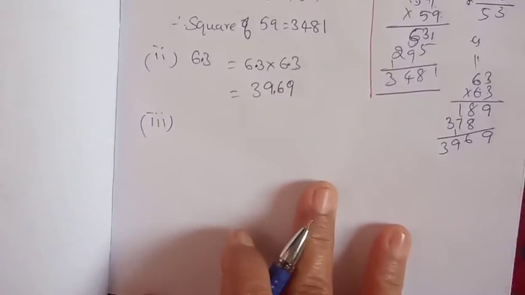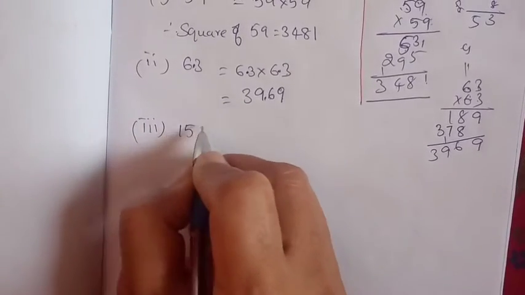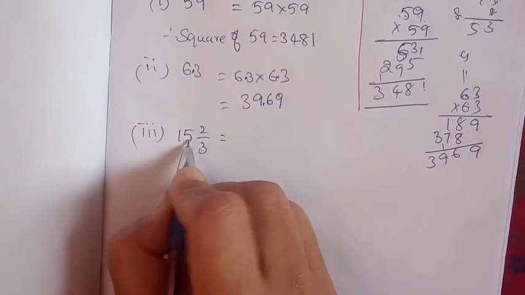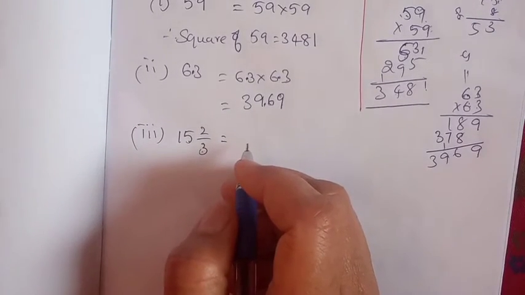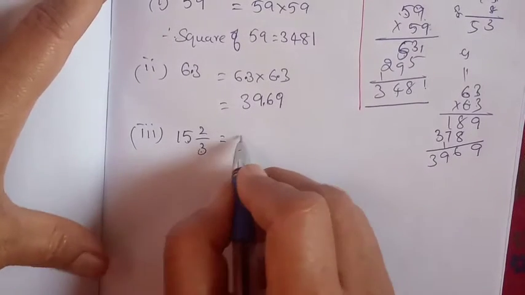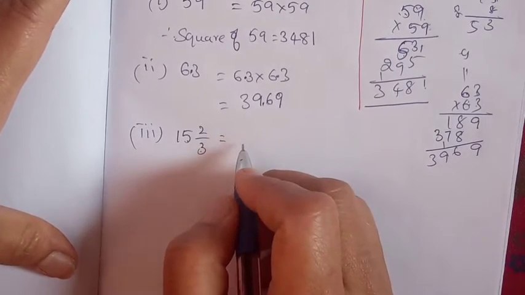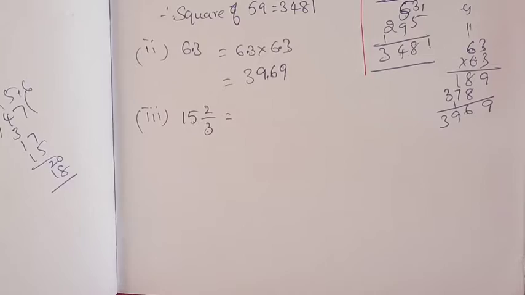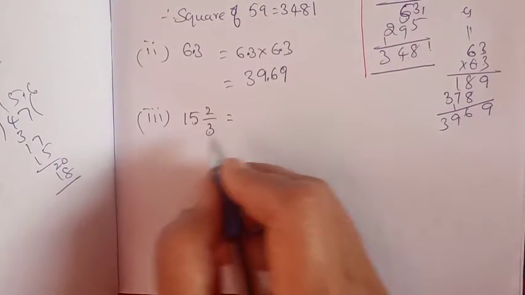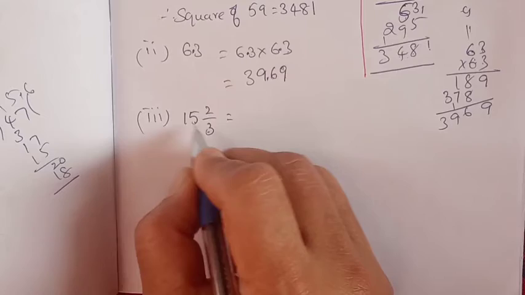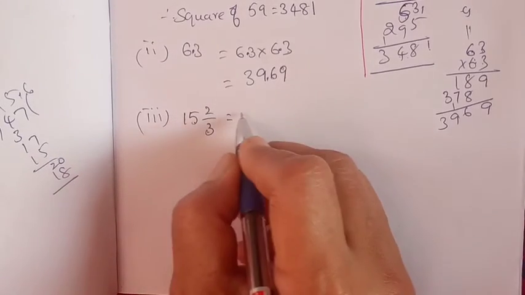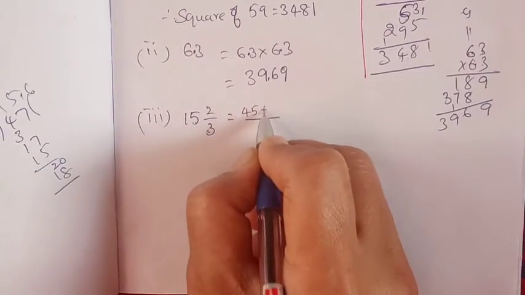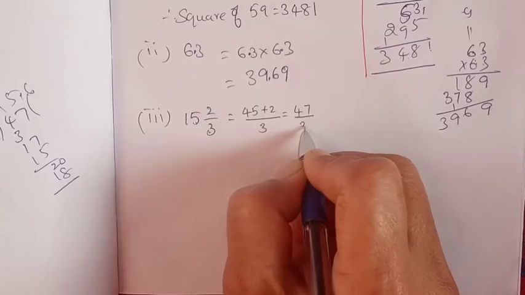What is the third question in this? 15 2 by 3. Okay. 15 3s are 45 plus 2, how much? 47. Third question, 15 2 by 3, which is equal to 15 3s are 45, 45 plus 2, 47 by 3.